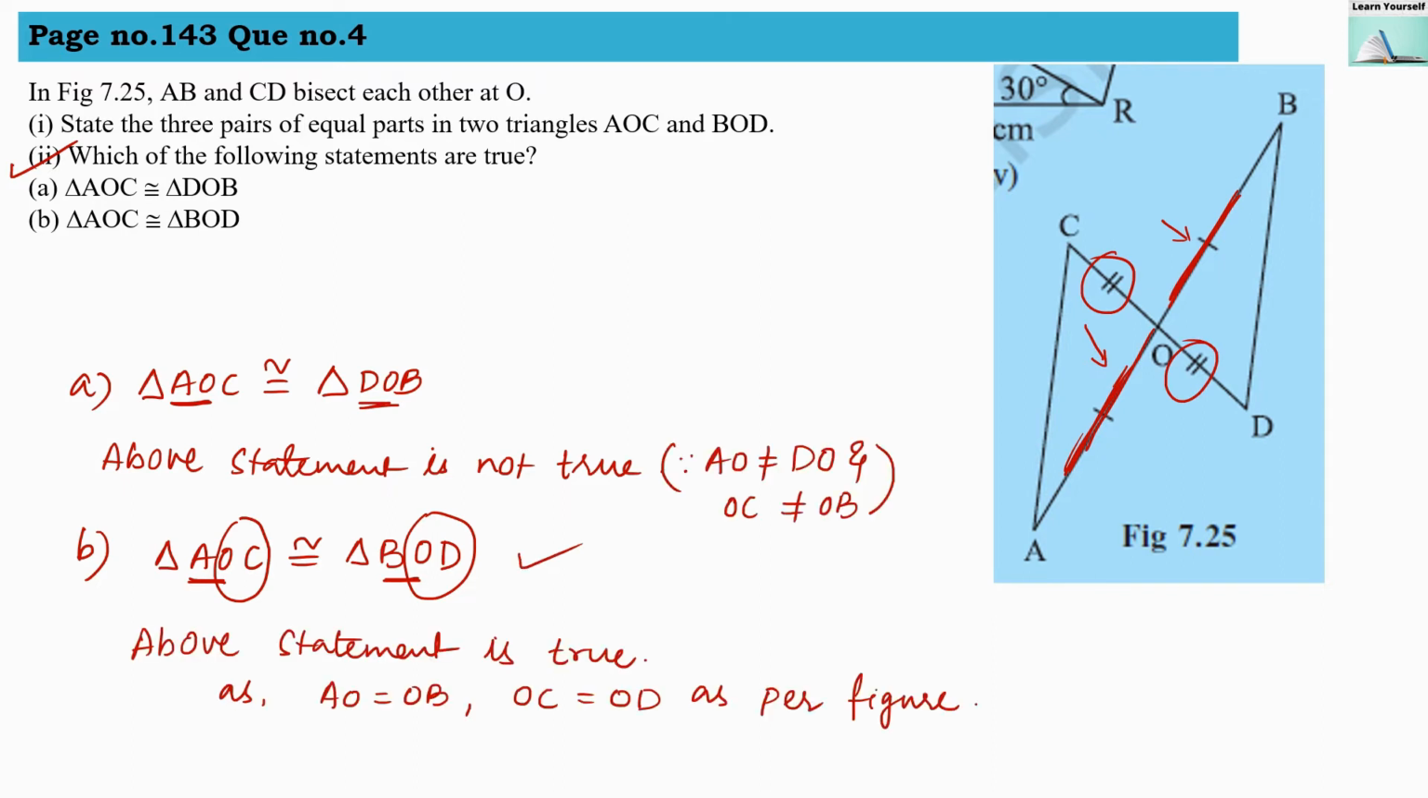So the reason, if you want to mention, you can mention it like this, that AO is equal to OB and OC is equal to OD as per the figure. That's why the above congruency is correct.